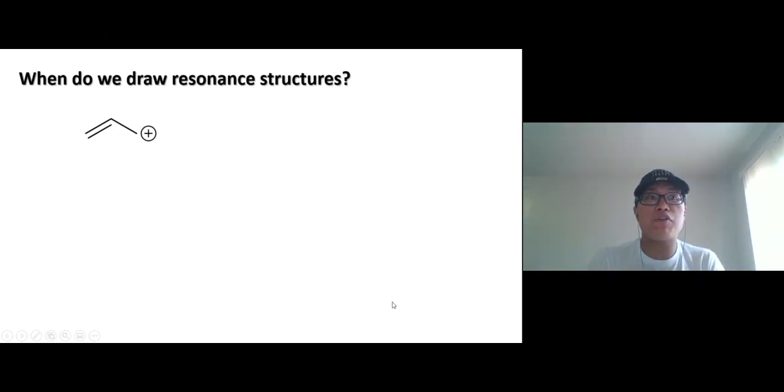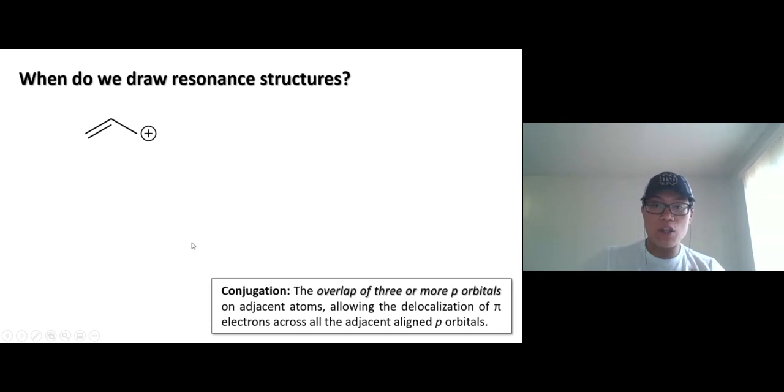All right, continuing from the previous video. The question is, when do we draw the resonance structures? When do we draw the curved arrow and show multiple structures? That is when you see a conjugation. Let's take a look at the definition of conjugation real quick.